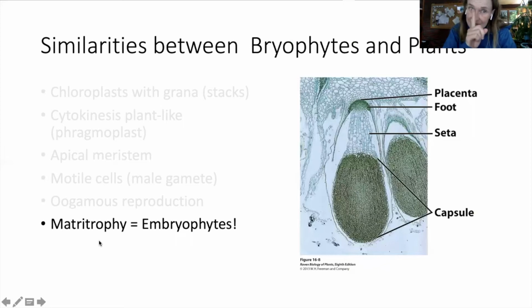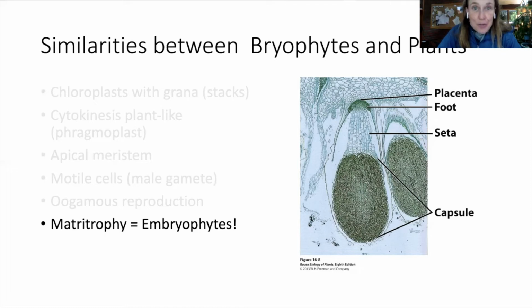But maybe, so oogamy is important for transition to life on land, and I'll talk about that in a minute. But maybe the biggest development in the way these organisms work is the transition to matrotrophy. This is matriarch, maternal. This is mothering. They mother their embryos, and this hasn't been seen before. So the embryos are taken care of by the gametophyte generation. So the gametophyte generation actively feeds and protects and nourishes the babies. And this is the same as embryophytes. This is the same as land plants.